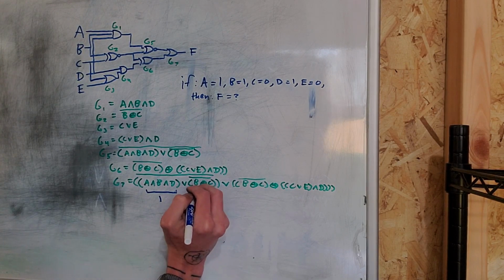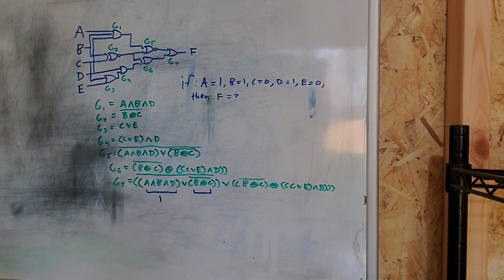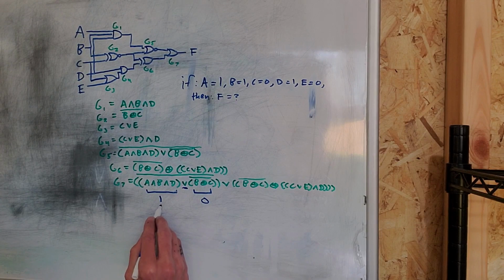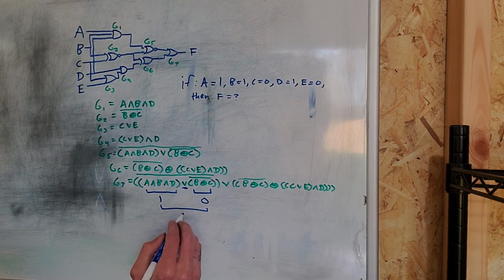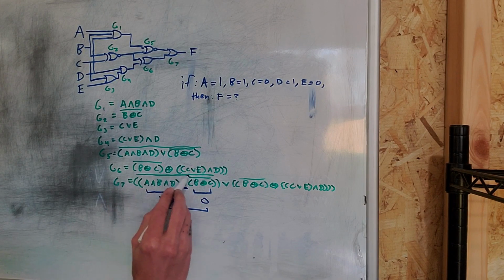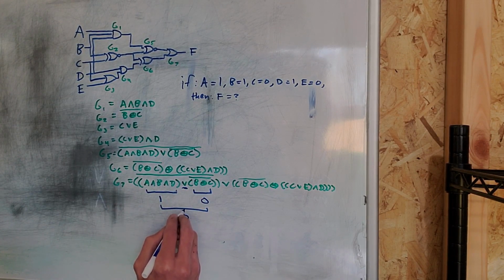So next we have G2, which is B XOR C. Now B is 1 and C is 0. So 1 XOR 0 would be 1, but negated would be 0. So we have 0 there. And then we have this OR operation. So 1 or 0 equals 1, but then with this negation would be 0. This is the solution to G5.